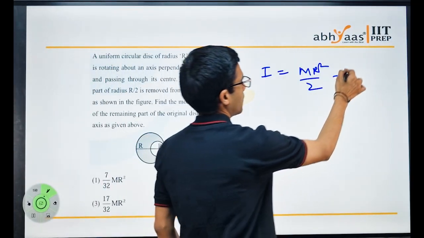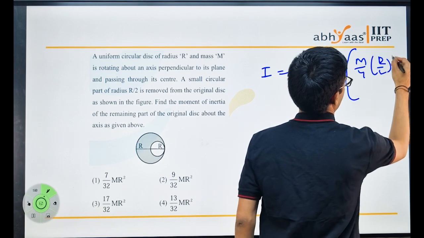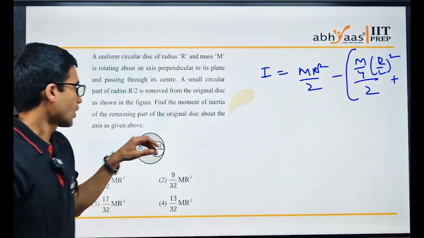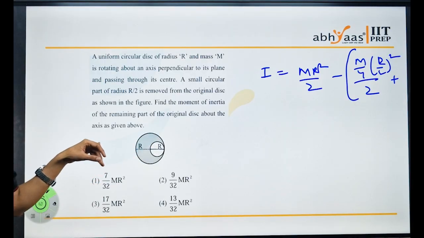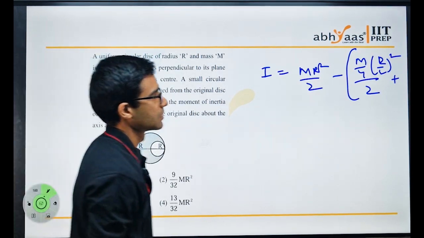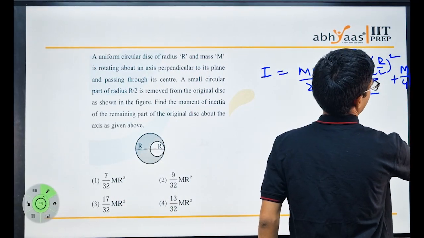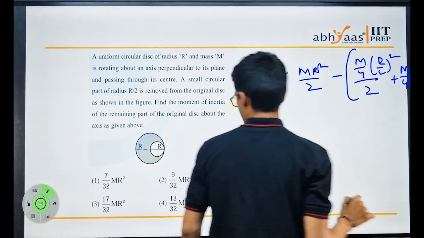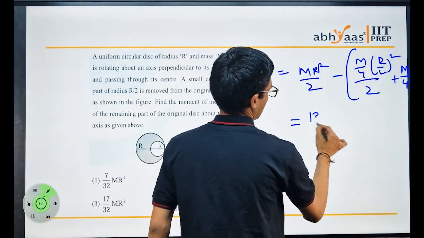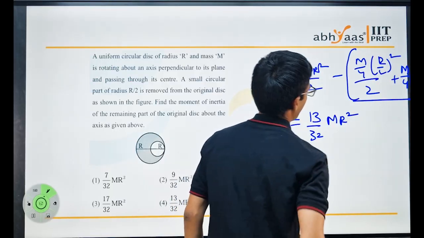So what is the mass for that? m by 4, r by 2 whole square by 2 plus... So what he is asking is from this axis. If you see from that axis, what is this mass, and this one is there. If you try to calculate this one, you will get around 13 by 32 mr square. So here the parallel axis theorem is applied.